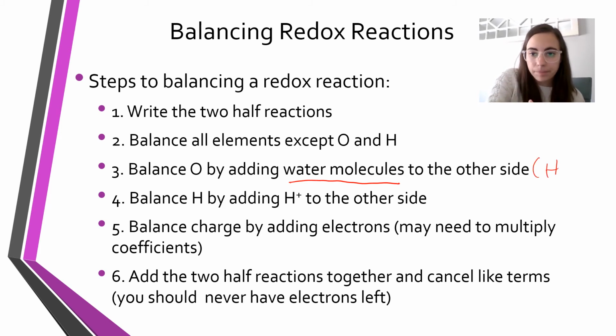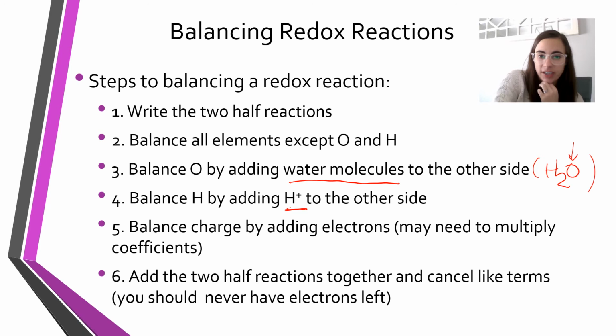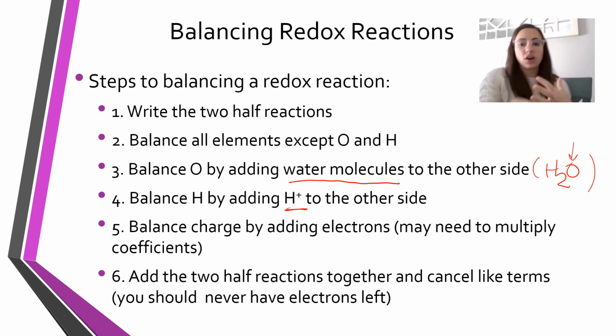So H2O. For every oxygen, you're going to add an H2O. Then you're going to have a misbalance usually of hydrogens. So you're going to balance those by adding H plus to the other side. H plus, those come from acids. So that's why this is called balancing in acidic solution, or in basic, we'll see in a moment, but the steps still start the exact same way.